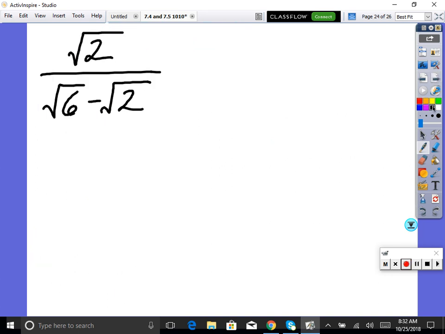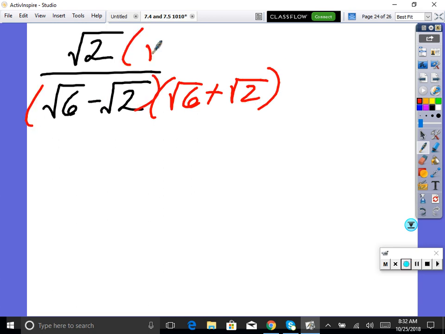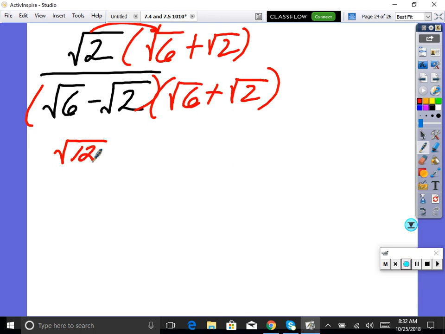Okay, looking at this one, what would I multiply by? Yep. The square root of 6 plus the square root of 2. Let's do one more, and then if you guys are good, we'll call it good. Root 6 plus root 2. So now I've got to distribute. Root 2 times root 6 on top is root 12. Root 2 times root 2 is plus root 4 though, right? Plus root 4.